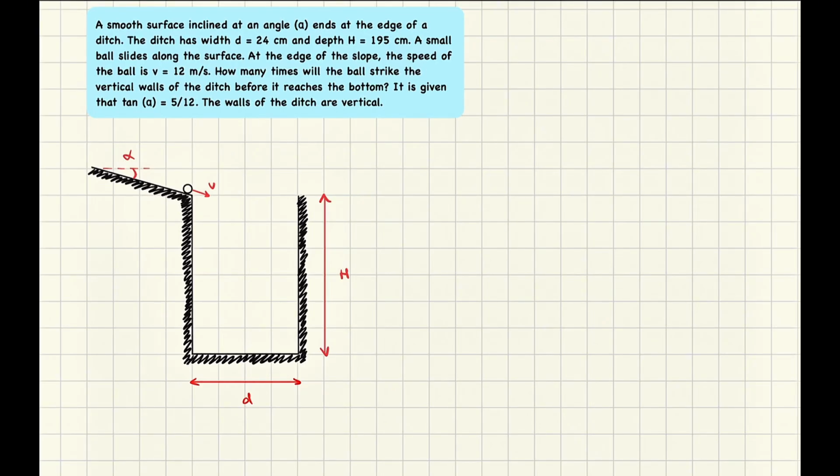A smooth surface inclined at an angle alpha ends at the edge of a ditch. The ditch has width 24 centimeters and depth 195 centimeters. A small ball slides along the surface at the edge of the slope. The speed of the ball is 12 meters per second. How many times will the ball strike the vertical walls of the ditch before it reaches the bottom?